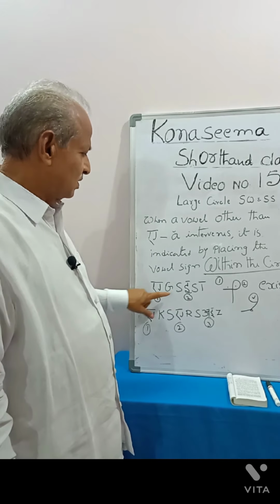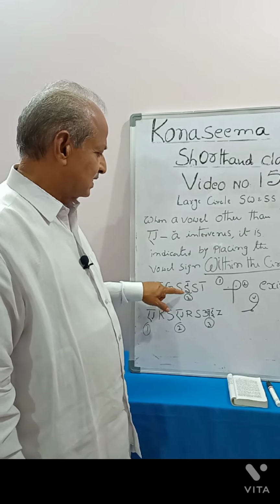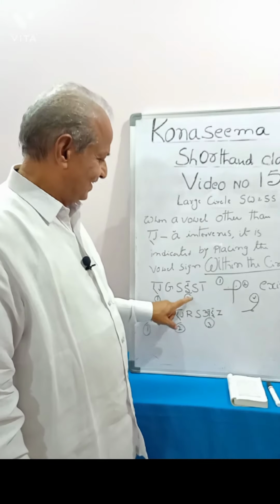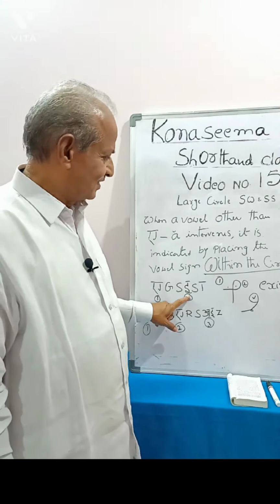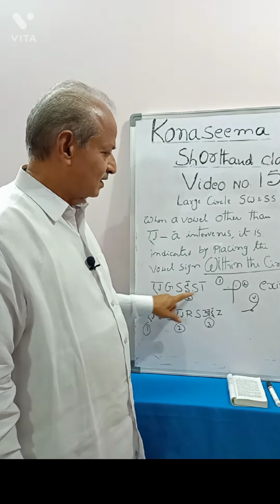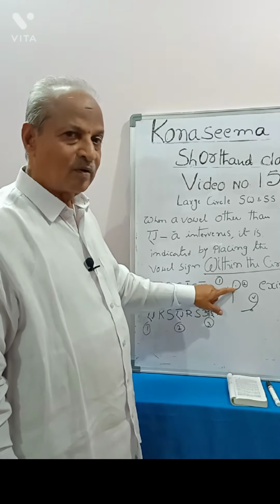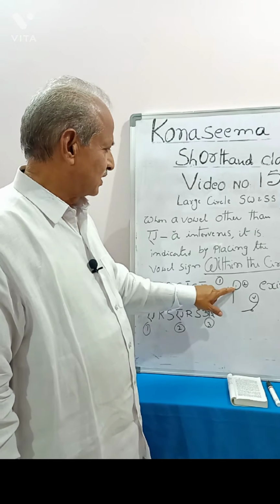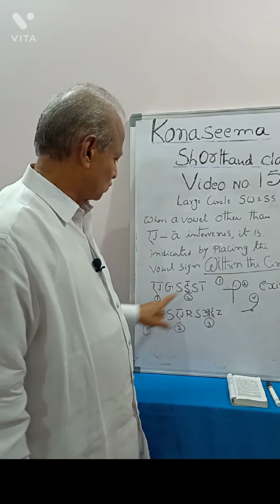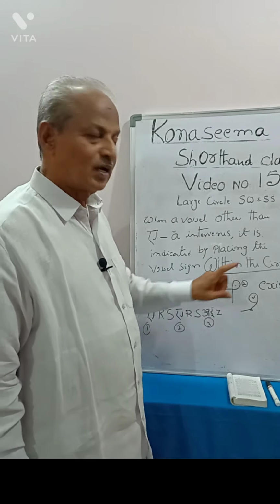A is one vowel. Between S and S, E is coming, other than A. That's why, what is the vowel to be written for E? The dot vowel may be inserted within the circle. Exist, 1 and 2.